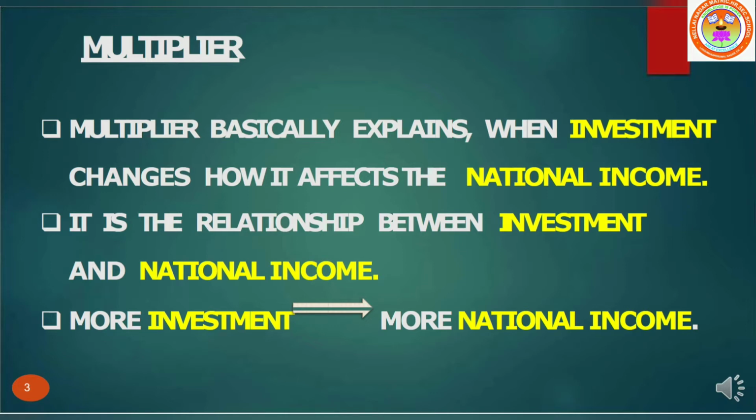When investment increases by a certain amount, aggregate income increases by a multiple of that investment. This multiple is called multiplier. Investment multiplier shows a relationship between initial increment in investment and the resulting increment in national income.